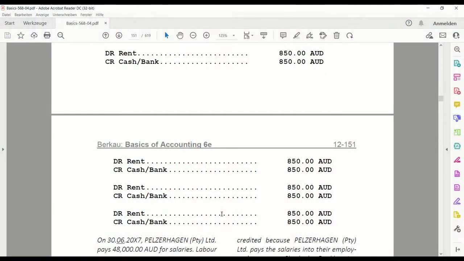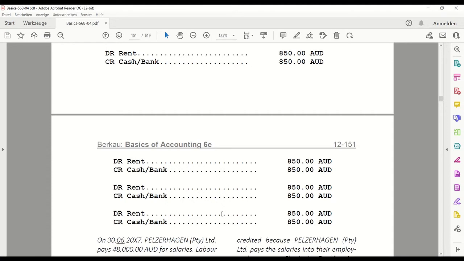To study these two principles, we now discuss the case study PELZERHAGEN Limited. After every bookkeeping entry, I will prepare a balance sheet in order to check whether the accounting equation is still fulfilled. You won't do this in the accounting work, but for this video, I just want to prove that the accounting equation is fulfilled as long as we follow the double entry system. For this case study, the bookkeeping entries are in chapter 12, but the story about PELZERHAGEN Limited is described in chapter 11.